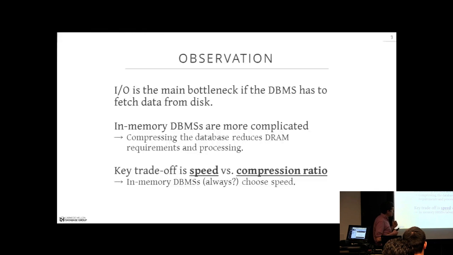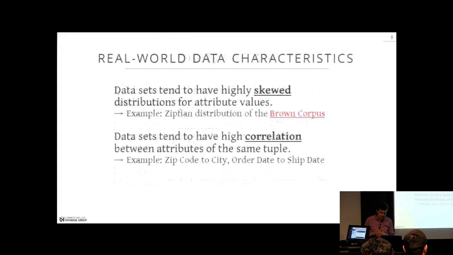So that's important. But the key trade-off that we're always going to make when we talk about compression algorithms is speed versus compression ratio. As far as I know, every single database system that does compression, especially the in-memory database systems, is always going to choose speed over compression ratio, because your queries need to run fast, your transactions need to run fast. So we're willing to give up some extra compression that we could get with a more computationally expensive approach in order to get faster computation times for queries.